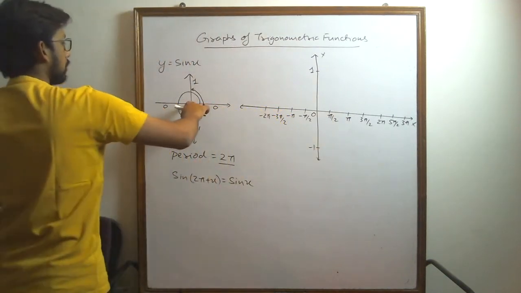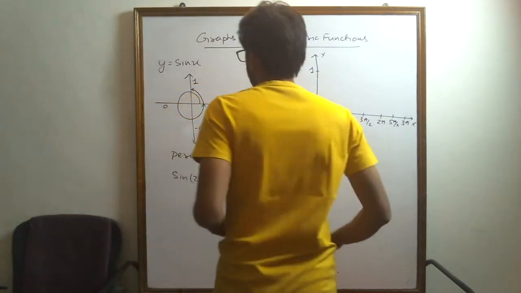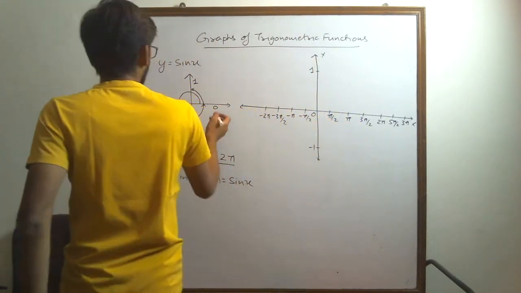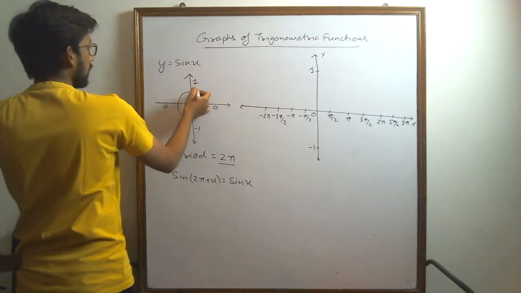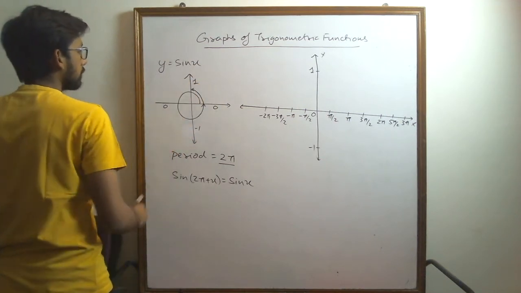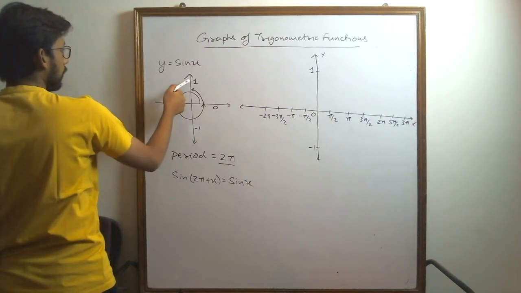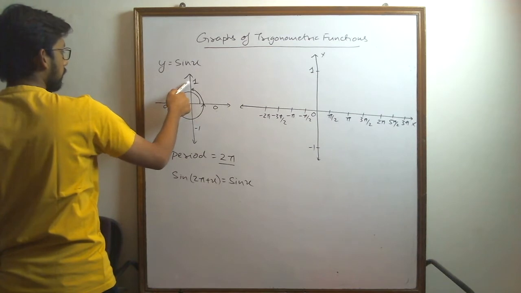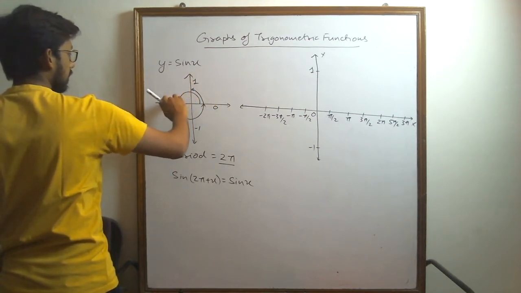Alright, so let's come back to the coordinate plane, and this will help us graph the sin x function. At 0 radians, the value of sin x is 0. At pi by 2 it is 1. So from 0 to pi by 2, the value goes from 0 to 1. Then at pi the value is 0. So from pi by 2 to pi, the value goes from 1 to 0. So it is increasing here, then it is decreasing here.